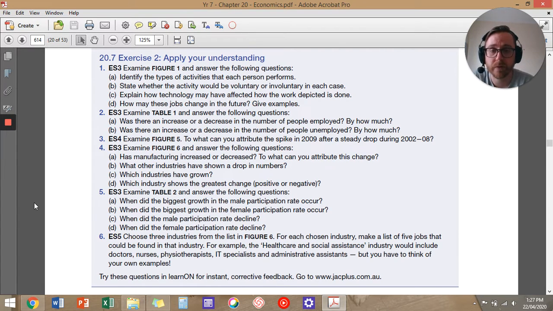C, explain how technology may have affected the work being done. So if you've got an image of a farmer, do you think technology would have changed that man's role or job? Tell me how. And then D, how may these jobs change in the future? So how do you think these jobs may change in the future? Give some examples. Question 2, examine table 1 and answer the following questions.